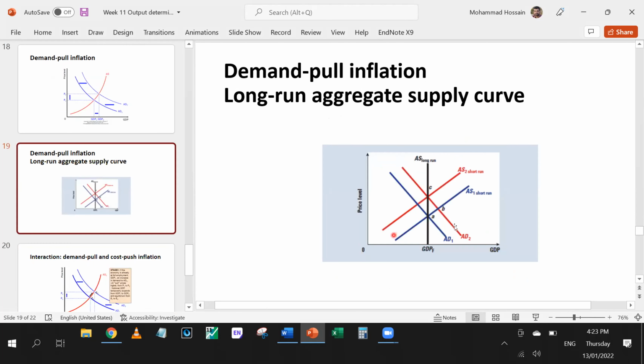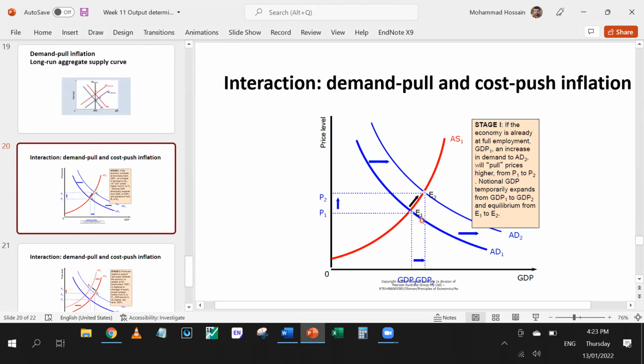And you can see here. Now we'll be discussing this on the same. At stage 1, how it works. We'll show you now how it works. If the economy is already at full employment, it means the maximum supply, GDP 1. An increase in aggregate demand. So you can see from here, it will be increasing the aggregate demand at this point from E1 to E2. The equilibrium point will be here.